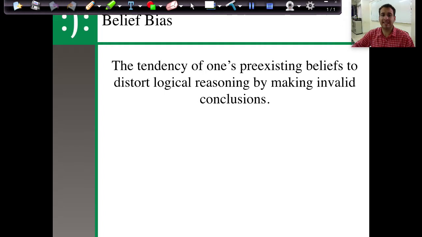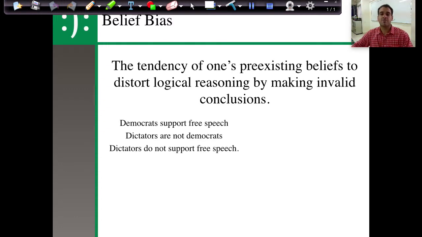Belief bias is the tendency of one's pre-existing beliefs to distort logical reasoning by making invalid conclusions. So, Democrats support free speech. Dictators are not Democrats. Dictators do not support free speech.